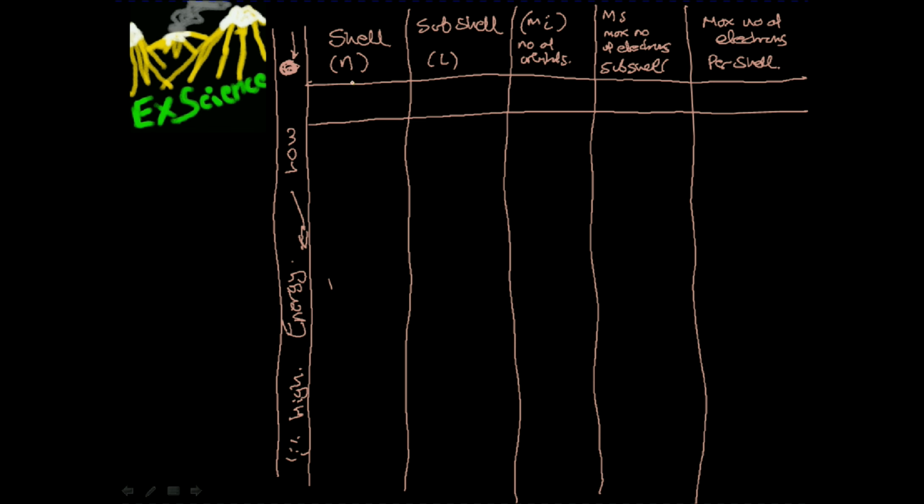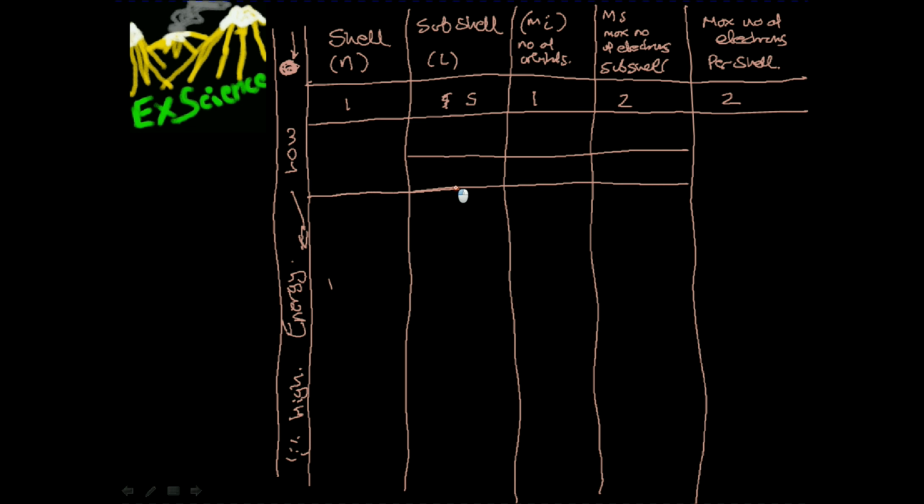So let's fill in the first one. This is the first shell. If we remember the first shell, we have one subshell. The orbital is an s orbital, and we have one of these, and we can have 2 electrons in this, and a total of 2 electrons in the shell itself.